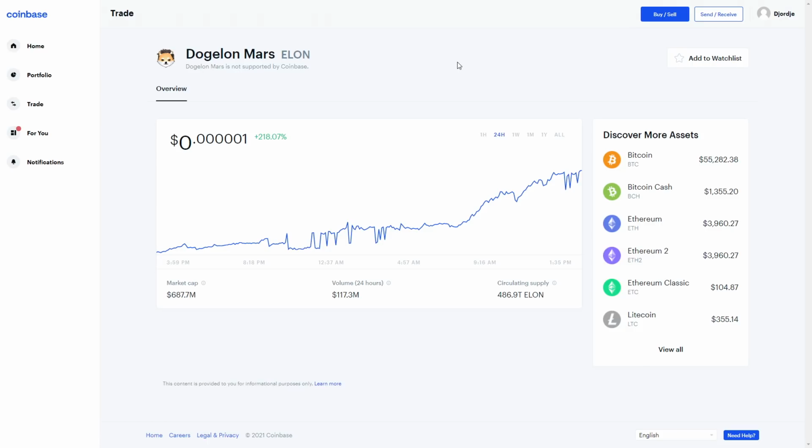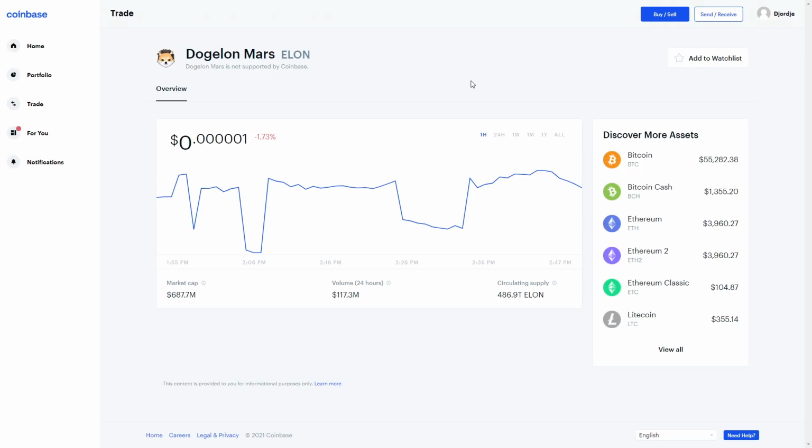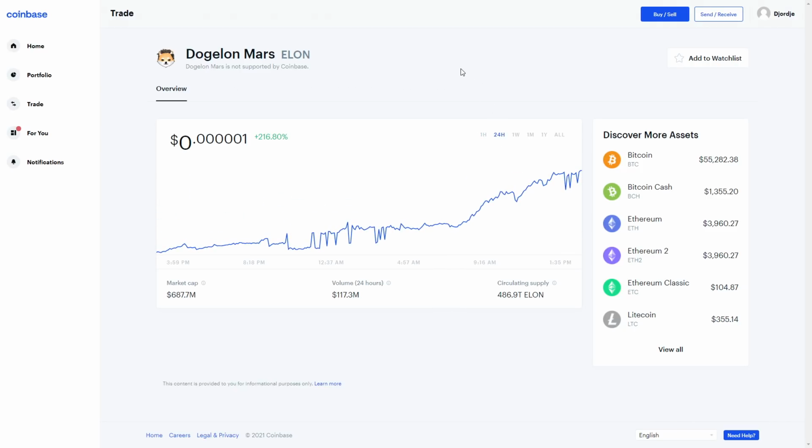So here we are in Coinbase. Let's check out what's been happening to this coin for the last couple of hours, the last couple of days. On the 1 hour chart, we can see that we're basically down by 1%, 2%. But look at this. In the last 24 hours, up by 216%. In 1 week here, we're up by 600%. Let's go. There's a huge amount of increase for this coin.